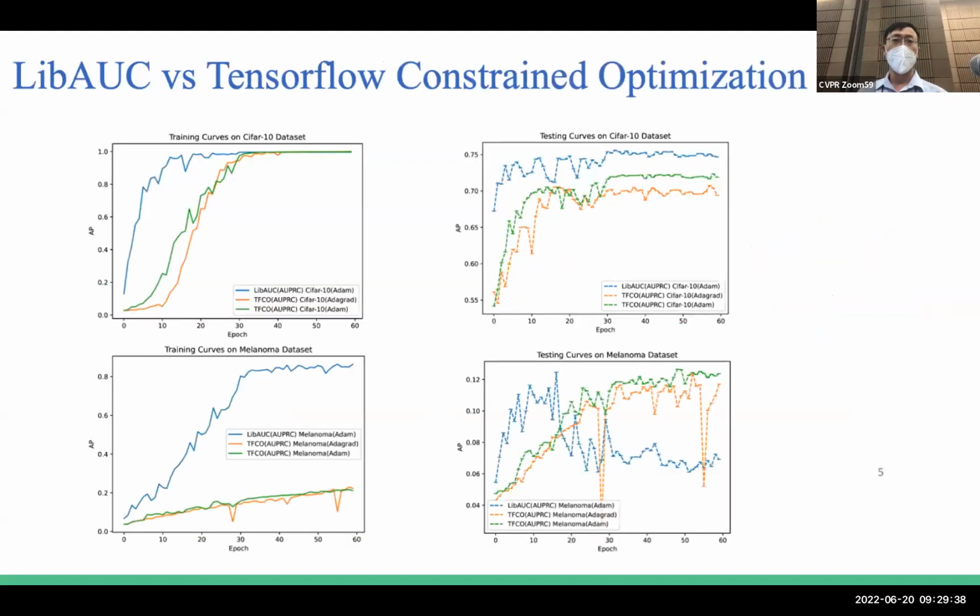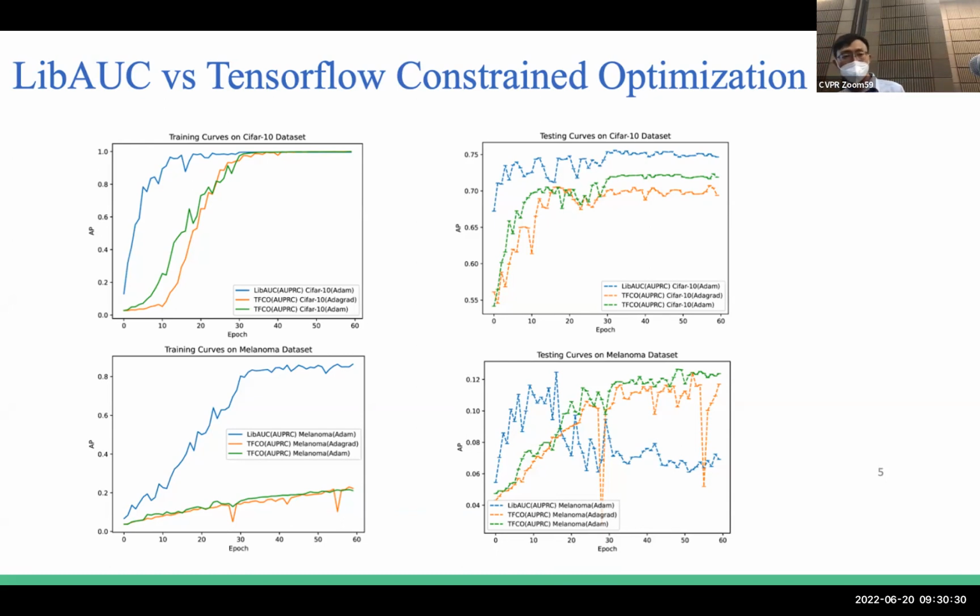We also compared our LibAUC library with other existing libraries. As Harry mentioned earlier, Google has developed the TensorFlow Constrained Optimization library, which can be used to optimize partial AUC and average precision. Here we compare LibAUC with it for optimizing AP. The top two figures are for the CIFAR-10 dataset, left for training data and right for testing data. The bottom two figures are for the melanoma dataset for detecting skin cancer, again left for training and right for testing.